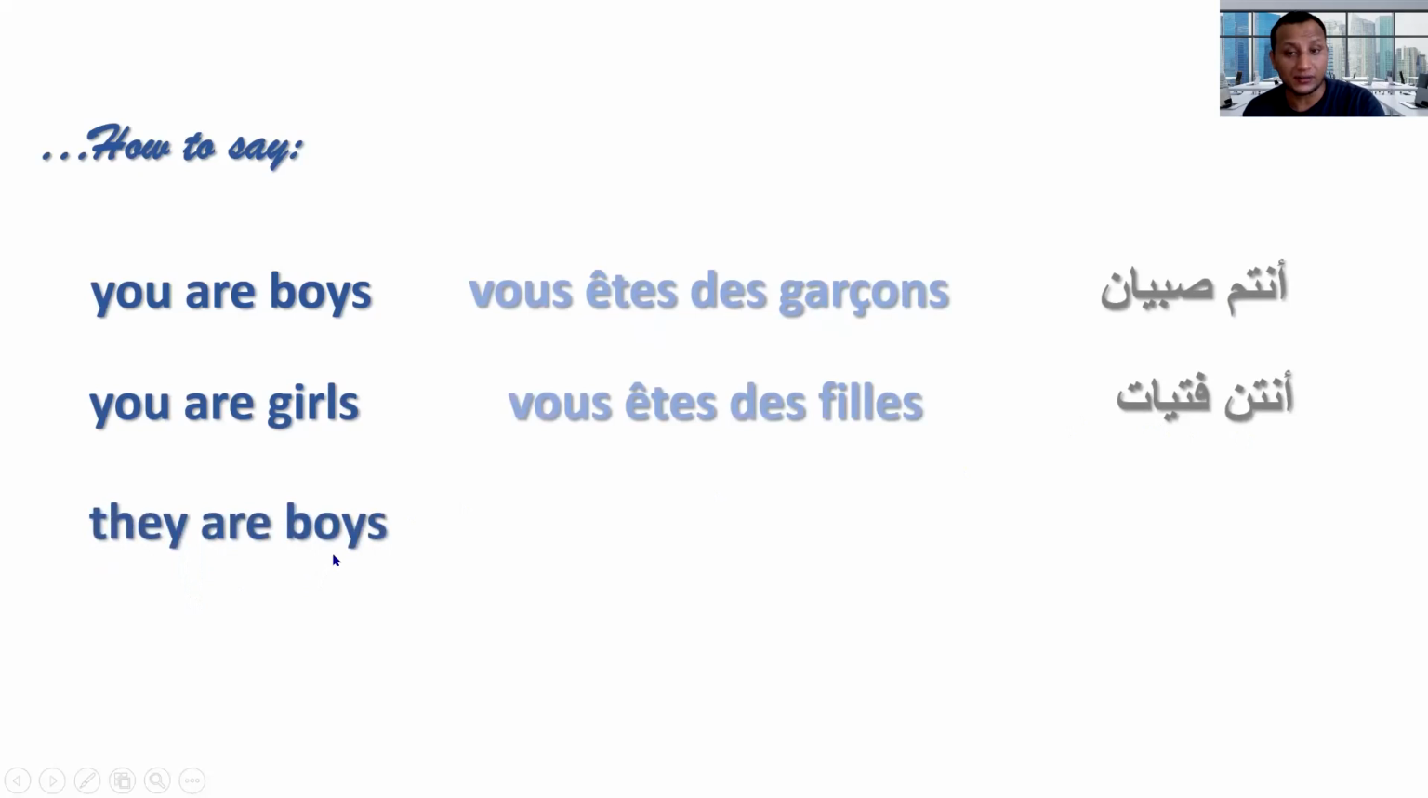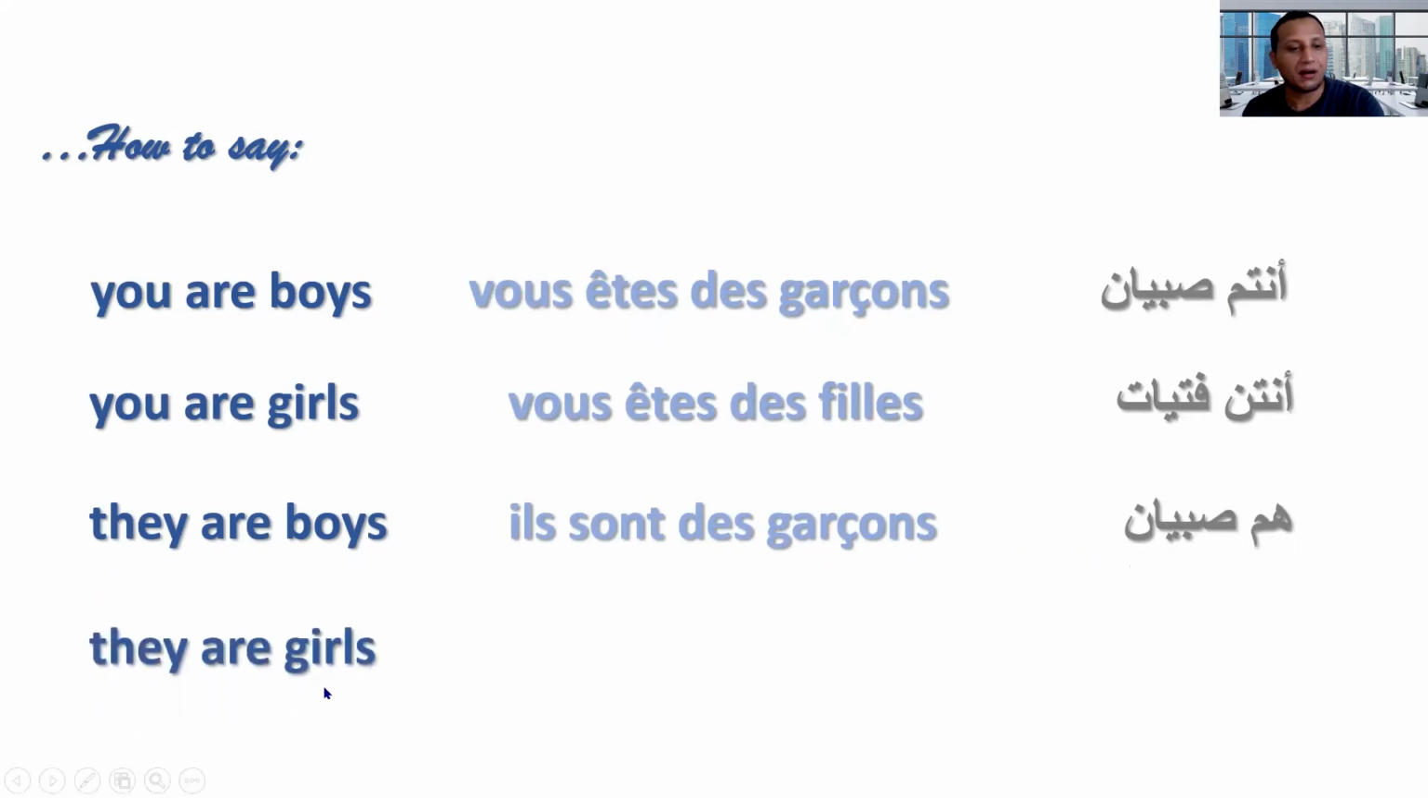They are boys. Ils sont des garçons. هم صبيان. Okay? They are girls. Elles sont des filles. هن فتيات. Again, if you have a noun not preceded with any article, definite or indefinite articles, we use des.